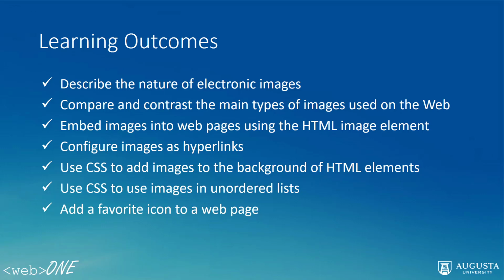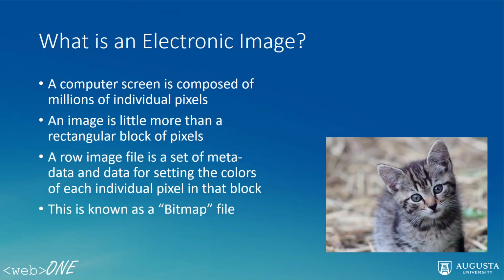At the end of this lecture, you should be able to describe the nature of electronic images, compare and contrast the main types of images used on the web, embed images into web page using the HTML image element, configure images as hyperlinks, use CSS to add images to the background of HTML elements, use CSS to use images in unordered lists, and finally add a favorite icon to a web page.